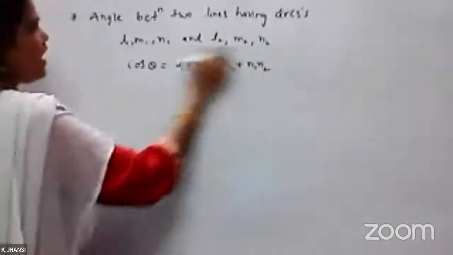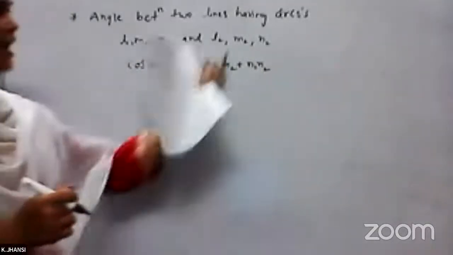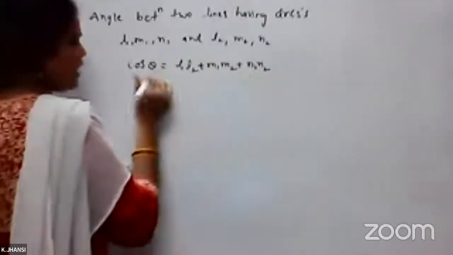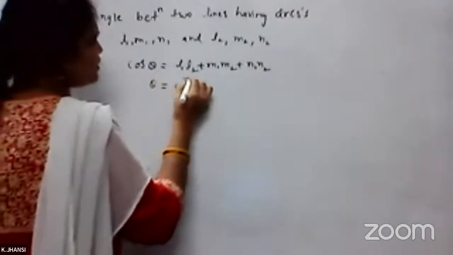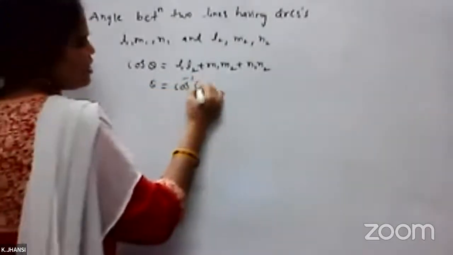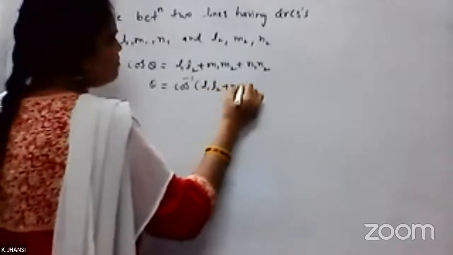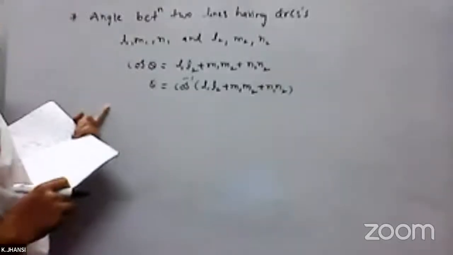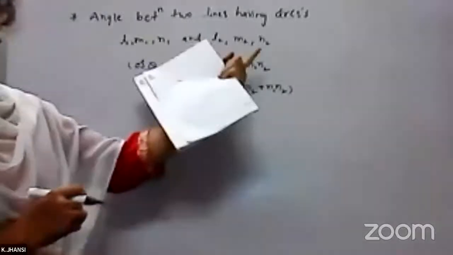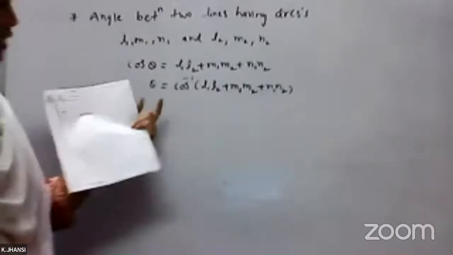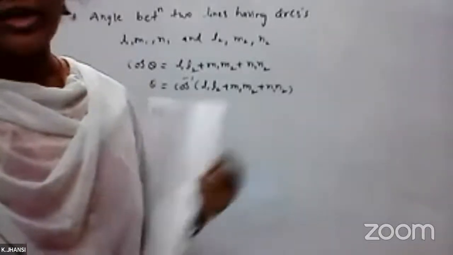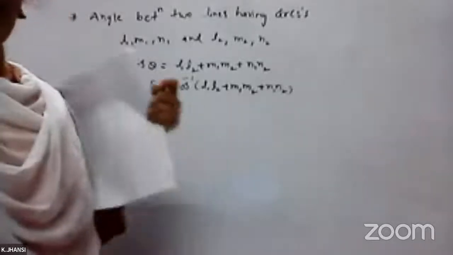So this is the angle between the two lines when they have these direction cosines. When you get this value, you can write theta equals cos inverse of, we need the angle, so cos inverse of L1 L2 plus M1 M2 plus N1 into N2. This is the formula when direction cosines are given. The same formula, when cos theta is converted into sin theta, gives you the formula for sin theta, and likewise for tan theta.